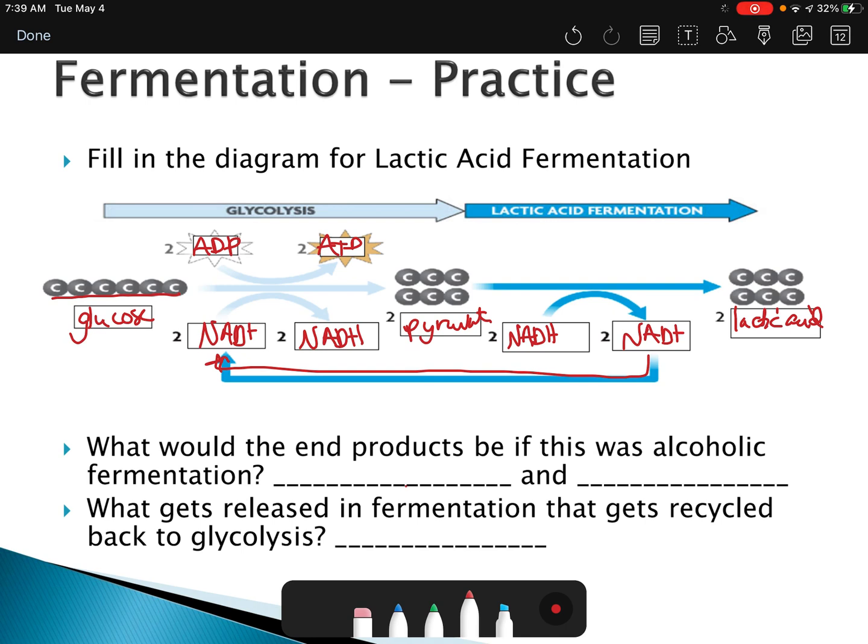Now, if this was alcoholic fermentation, the end products would be alcohol and carbon dioxide. So you get 2 end products for that one. And again, what gets released in fermentation that gets recycled back to glycolysis, that would be NAD+. So that's why fermentation allows glycolysis to continue, because of that recycling back of that electron acceptor. All right, so that's fermentation.